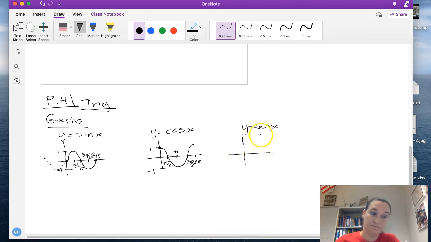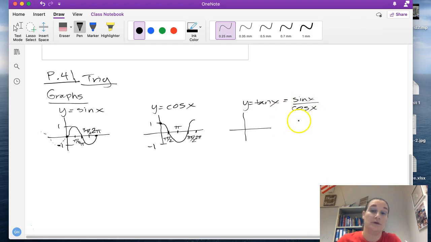Tangent is sine over cosine. That's one of the identities you should know. If you don't know it, you should know it. You need to know it, really. But so tangent is going to be undefined anytime cosine is 0. So cosine is 0 at any odd multiple of pi over 2.